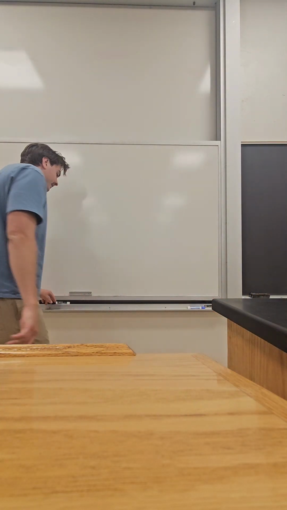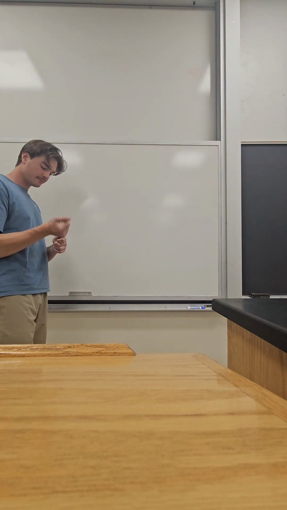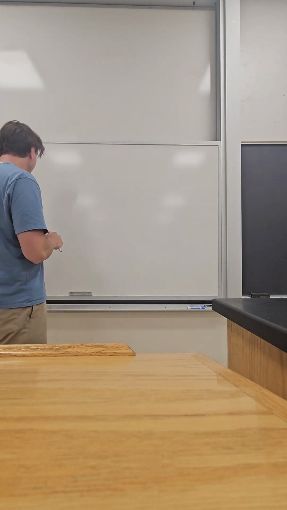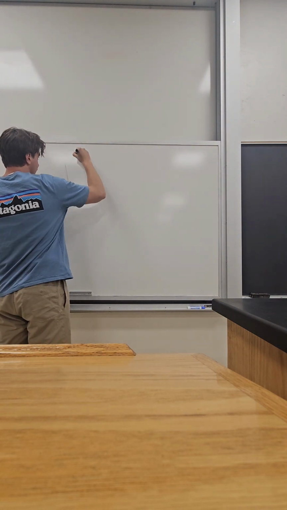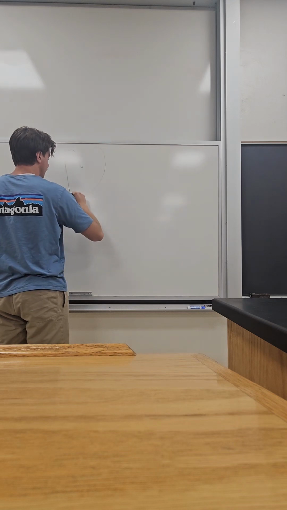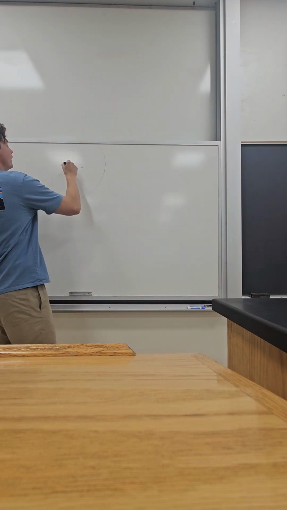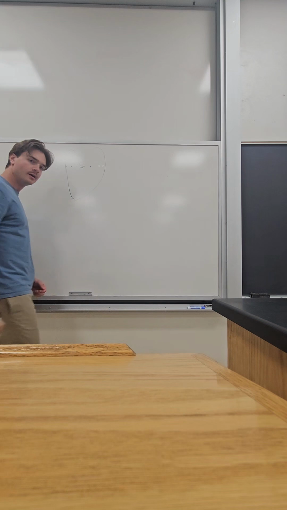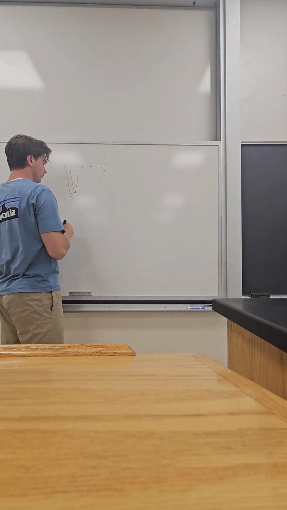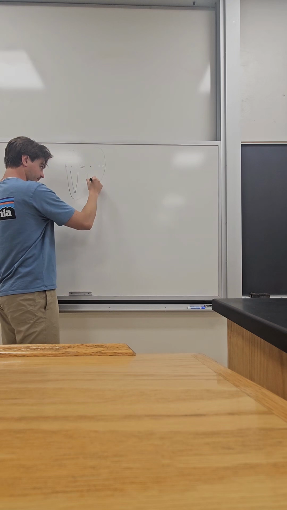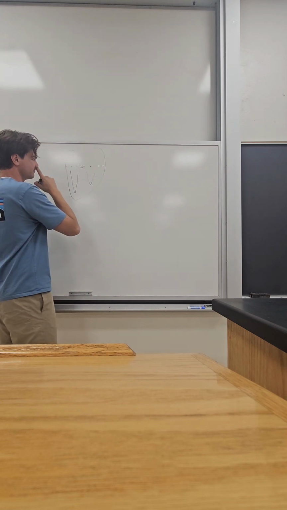All right, let's talk about the heart. Up here, I'm going to draw a heart. That's not amazing, but gets the job done. So up here we got our atria, and down here we got our ventricles. We got our left ventricle and a right ventricle.